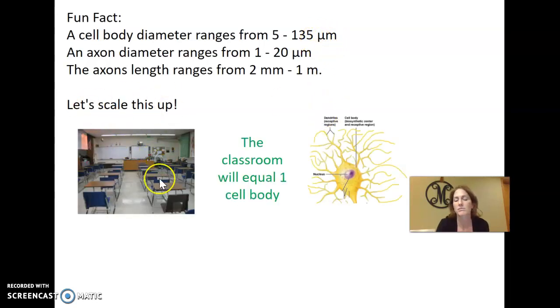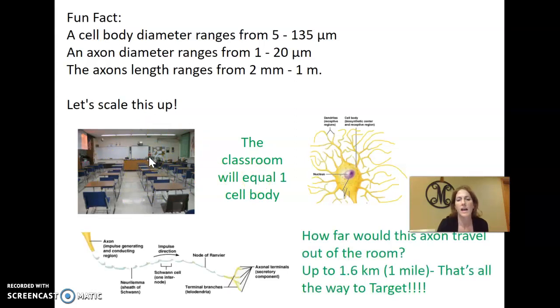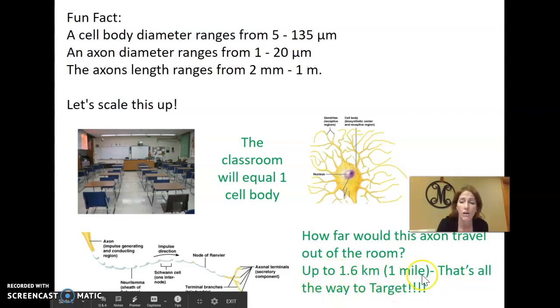If the classroom were the cell body, and the axon would travel from our classroom at Millard West approximately all the way up to Target, that's how long the axons are in relation to the size of the cell body, just to give you an idea.